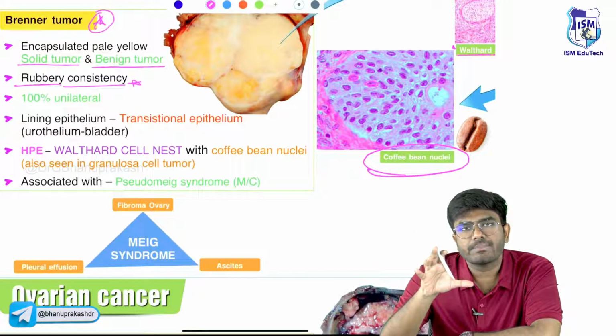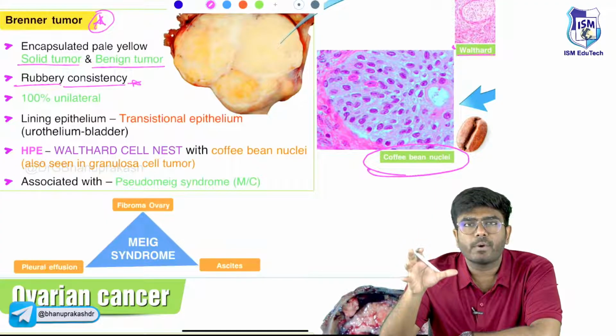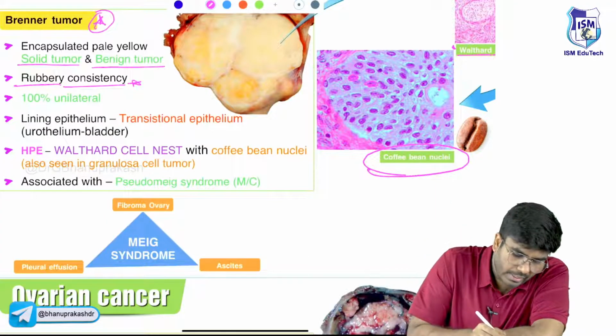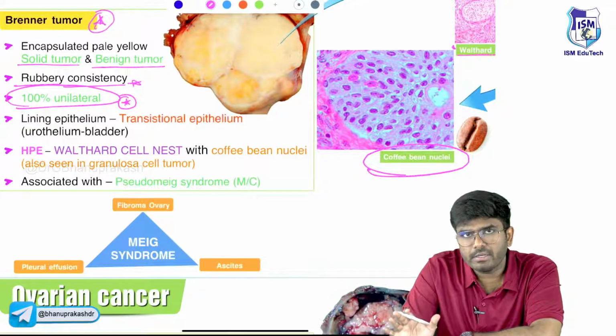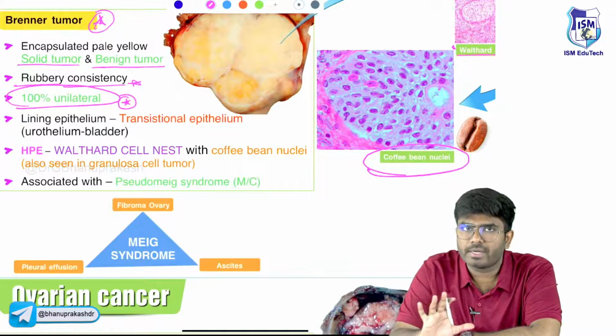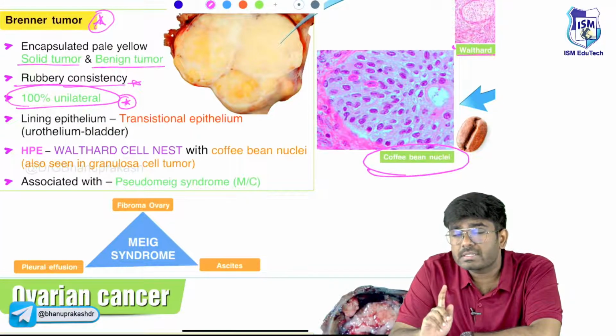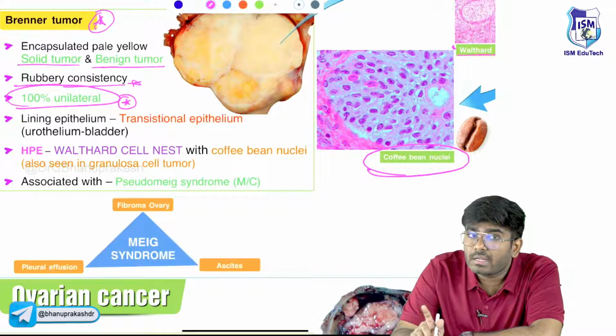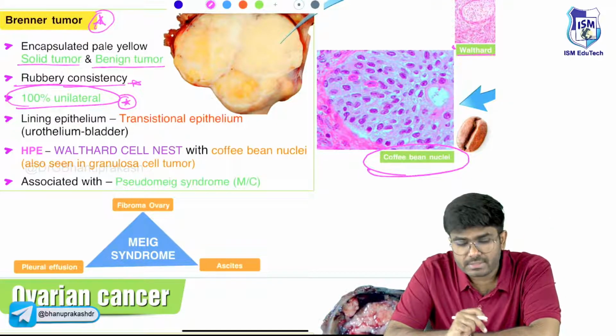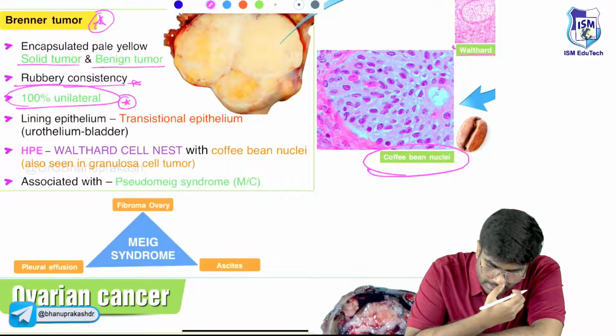Rubbery consistency, benign tumor, solid tumor, 100% unilateral. It's a benign tumor, right? Most of the time benign tumors are unilateral. So 100% it is unilateral, not bilateral. Think about the serous: serous tumors are bilateral. Mucinous tumors are unilateral. Brenner tumor is unilateral.